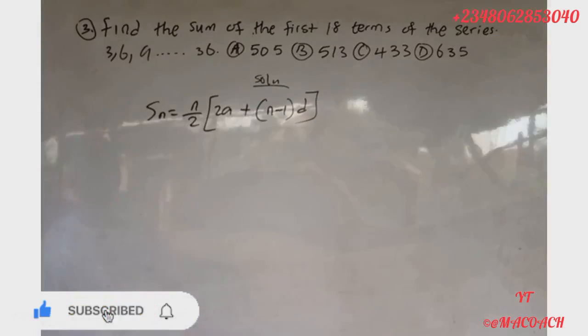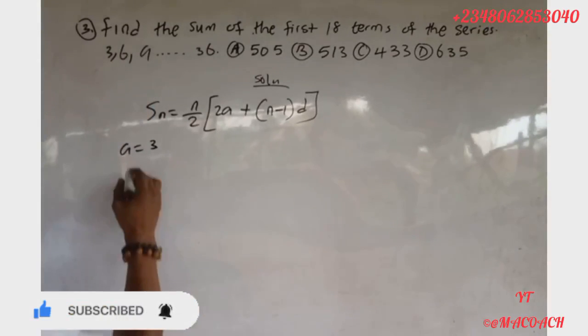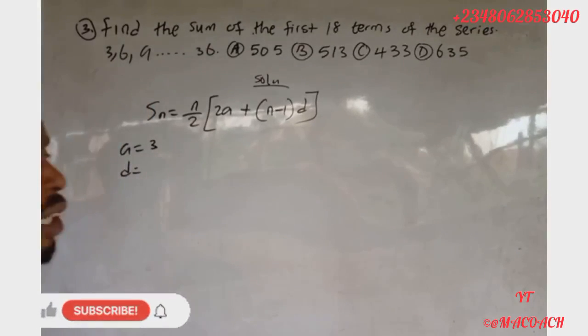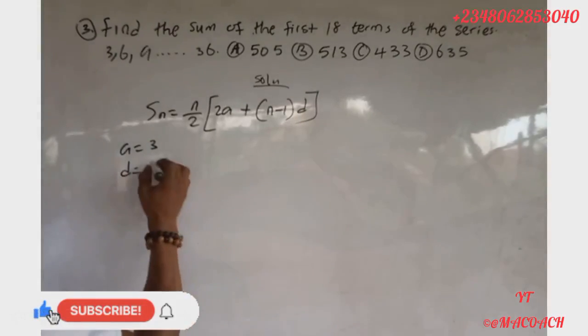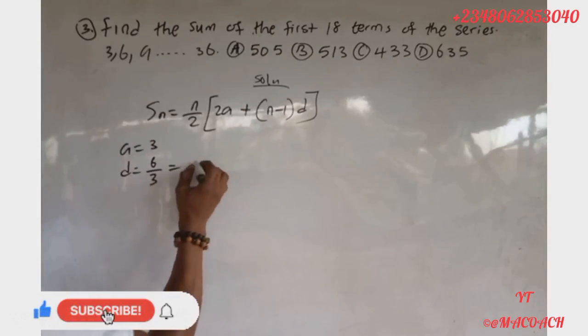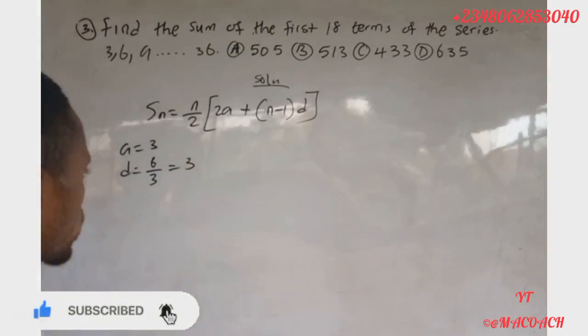So the first thing to do now: you know what a is? A is the first term, which is 3. Now to get our d, our common difference, you divide the second term by the first term, which is 6 divided by 3. That gives us 3 also. Means our d is 3.